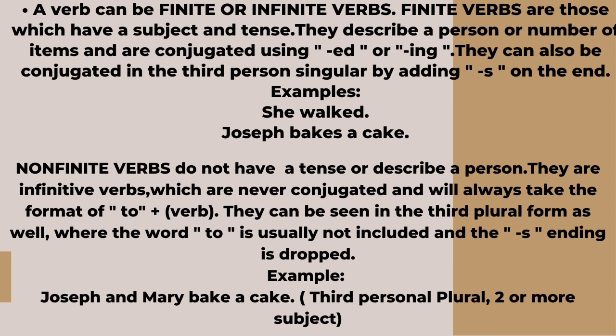Non-finite verbs do not have a tense or describe a person. They are infinitive verbs which are never conjugated and will always take the format of to plus verb. They can be seen in the third person plural form as well, where the word to is usually not included and the s ending is dropped. Example: Joseph and Mary bake a cake. Then it uses the third person plural, which is two or more subjects.